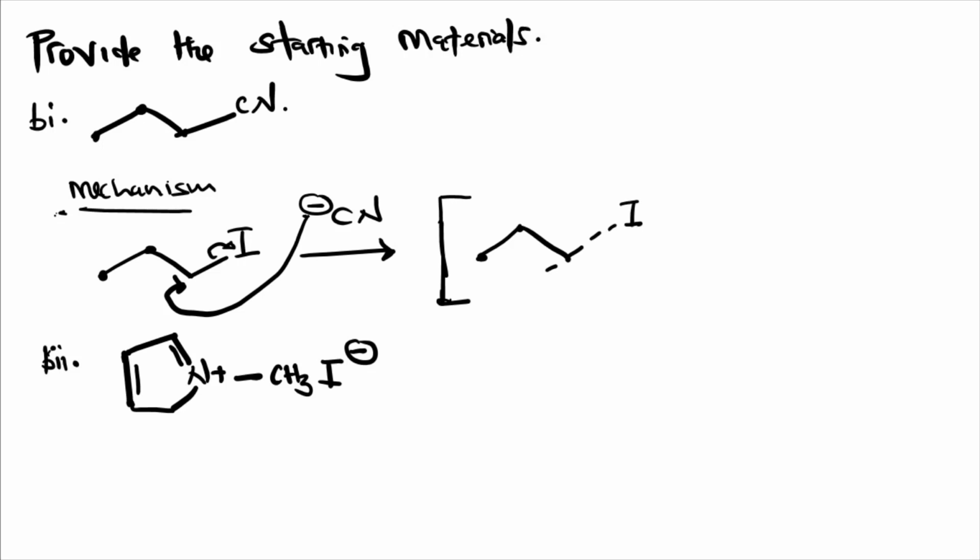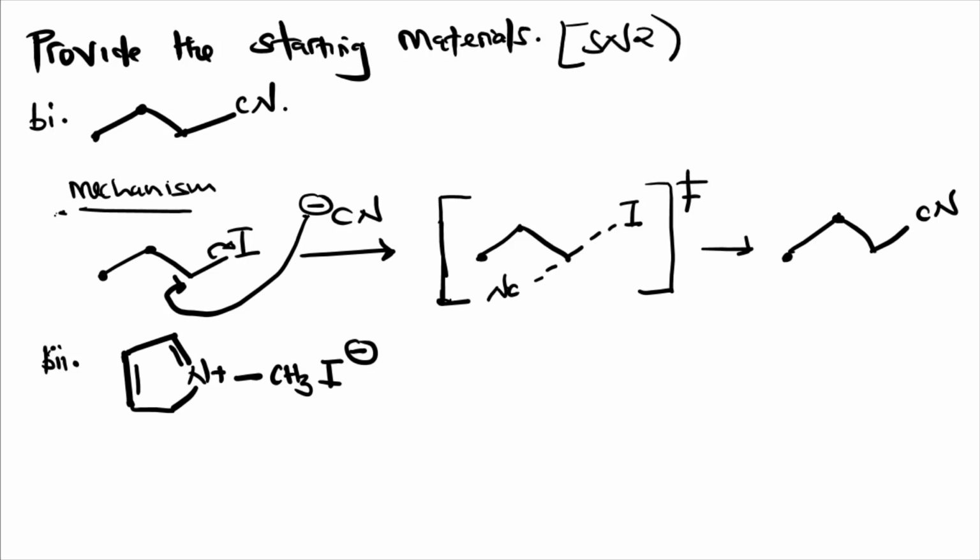This was breaking, and this one was forming. And then you end up with this product here that we have. So this was the reaction mechanism in order to form this product by SN2 mechanism. This was how it was supposed to be done. Okay. So this was part 1 of part B. Part 2 of part B, how were you ending up with this product? What were the starting materials in the SN2 reaction?